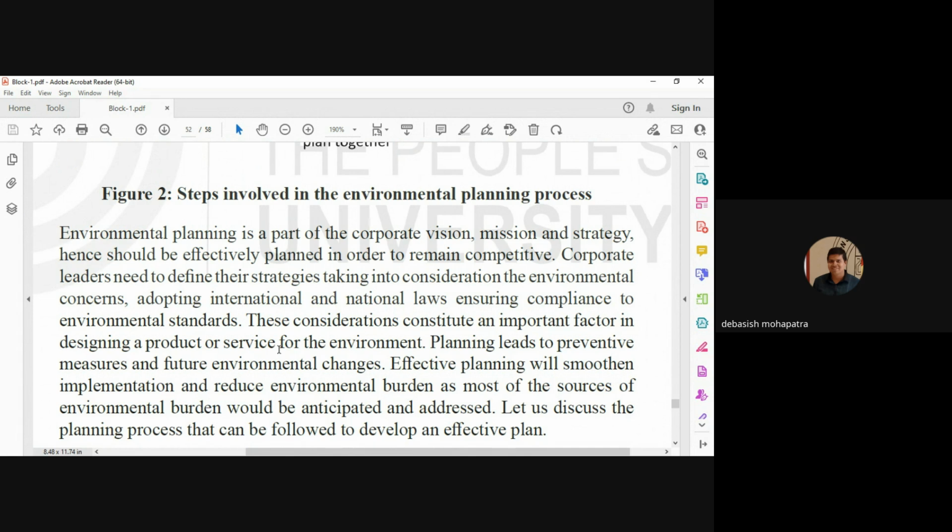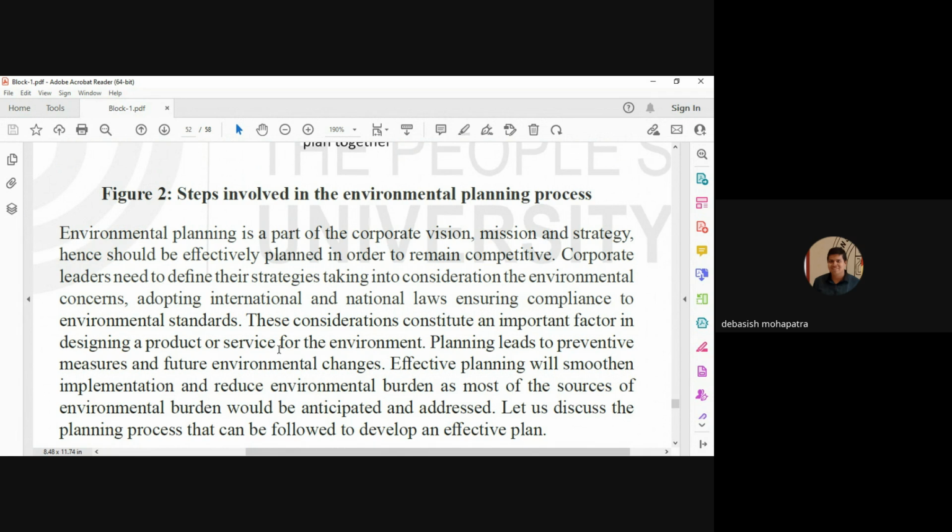So environmental planning is a part of the corporate vision, mission and strategy, hence it should be effectively planned in order to remain competitive. Corporate leaders need to define the strategies taking into consideration environmental concerns, adapting international and national law, and ensuring compliance with environmental standards. These considerations constitute an important factor in designing a product or service for the environment.